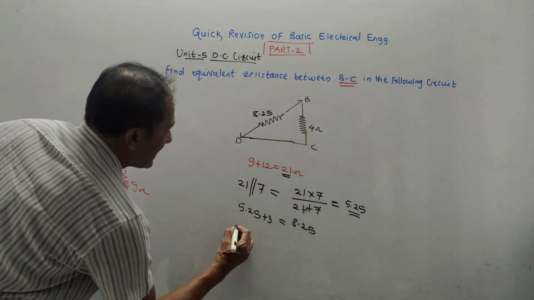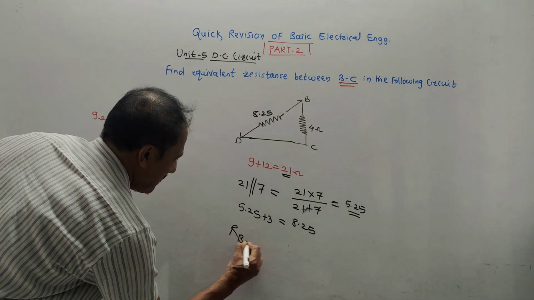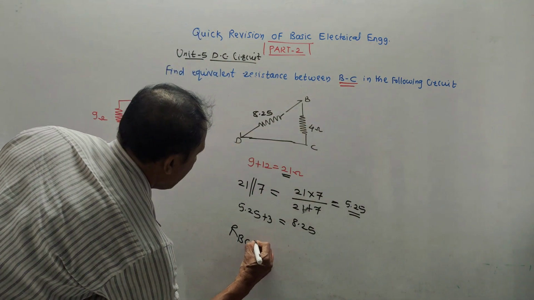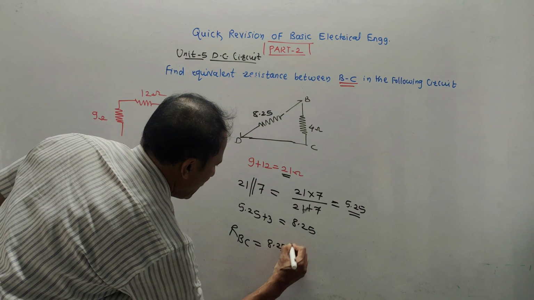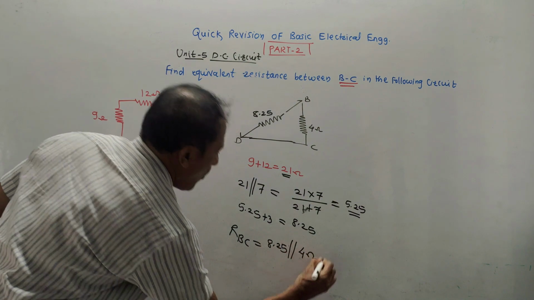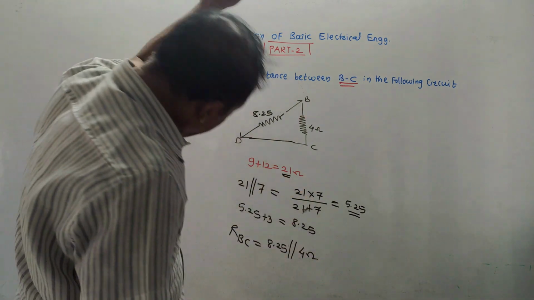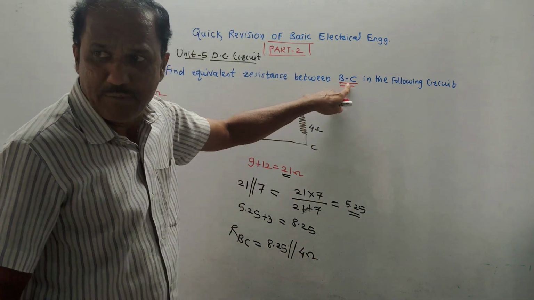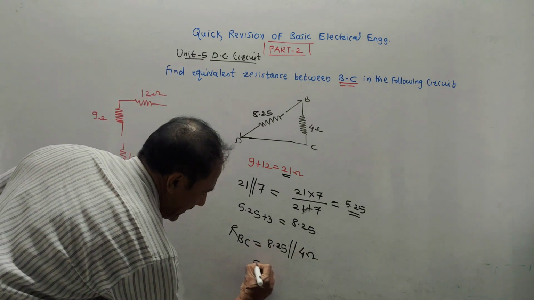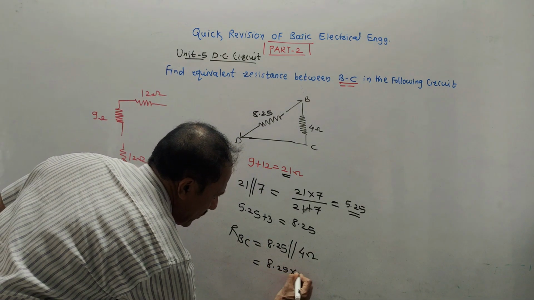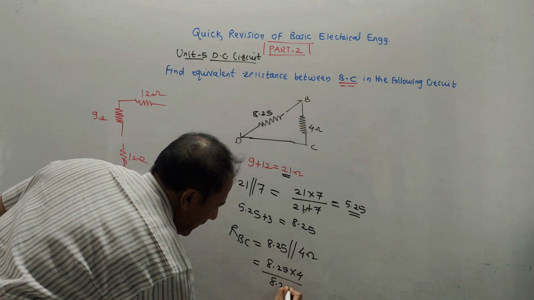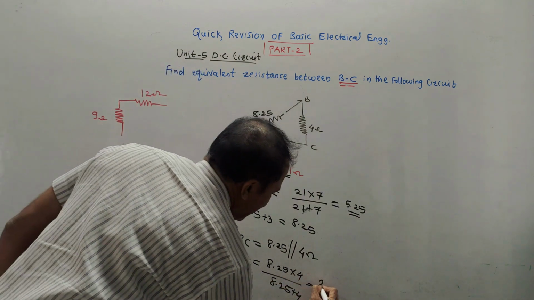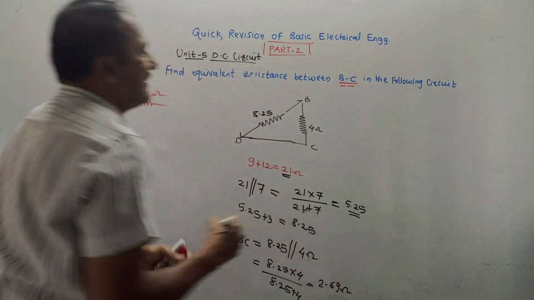So the resultant answer will be, you can write it like this, RBC, because it is asked to calculate resistance between B and C. So it is 8.25 in parallel with 4 ohm. As I mentioned, at the end consider the resistance of the branch which is given in the question, that is BC. So if you simplify it on the calculator, 8.25 into 4 divided by 8.25 plus 4, the answer will be 2.69 ohm. This is the resultant value.